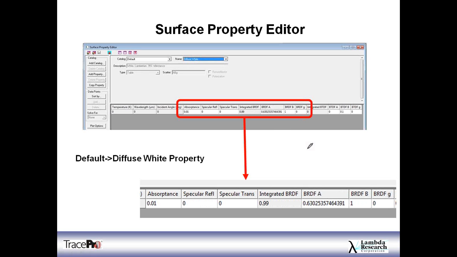If we look at the diffuse white property, we can see very low absorption, 0.1%. We have 99% scattered light, and we have our values here. So this is a Lambertian type coating with the BRDF being 1.